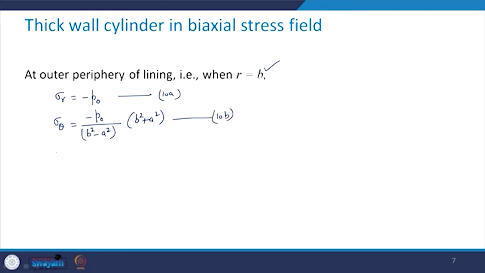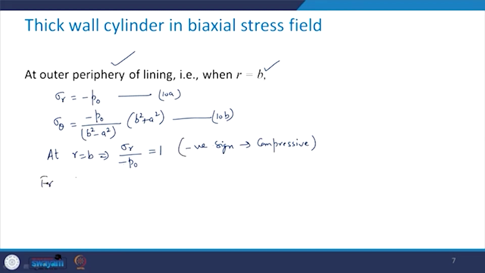Now, at r equal to b, that means at the outer periphery of the lining, your sigma r upon minus p naught is equal to 1. Negative sign, once again, what is it? This is compressive in nature.